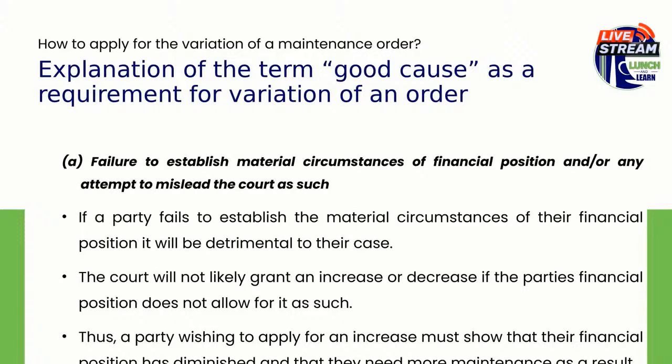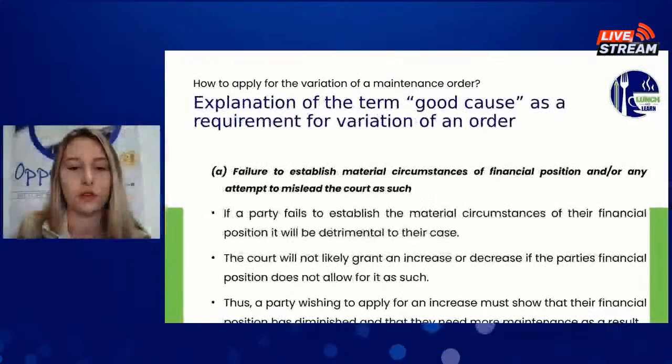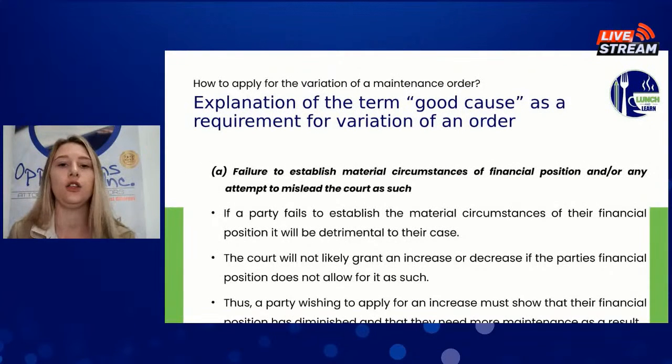So a party wishing to apply for an increase must show that their financial position has diminished and that they need more maintenance as a result thereof. So what this means is, how can your financial position be diminished? You have lost your job, or you've applied for a new job, but your pay is now less. This means that your financial position has diminished, or your expenses become more than what you earn. So you now have more expenses to pay because you are paying the maintenance amount, you are paying for schooling fees, or you just have more expenses. Your groceries have gone up. For example, all those things can play a role.